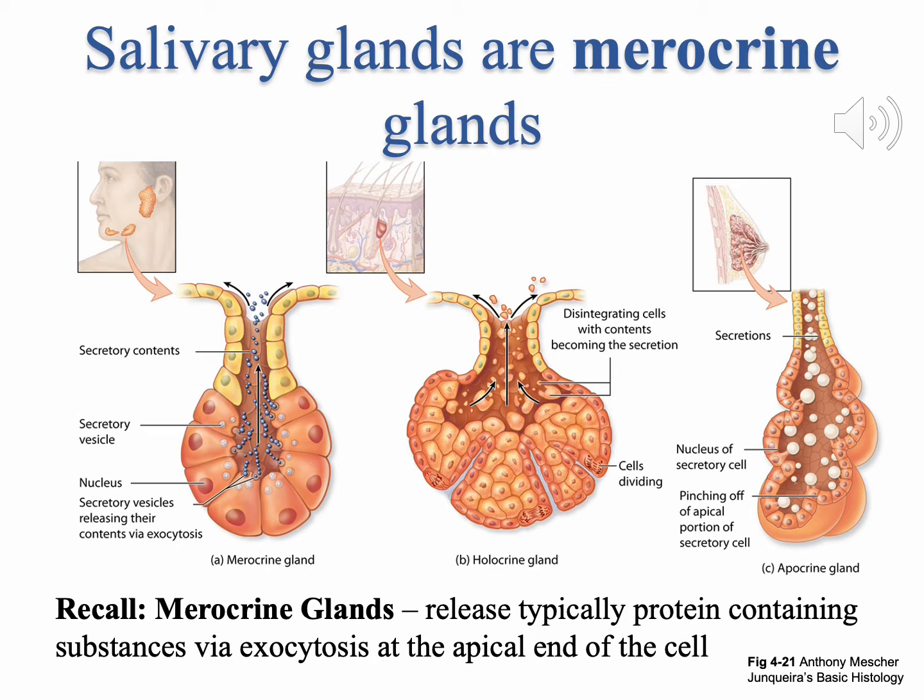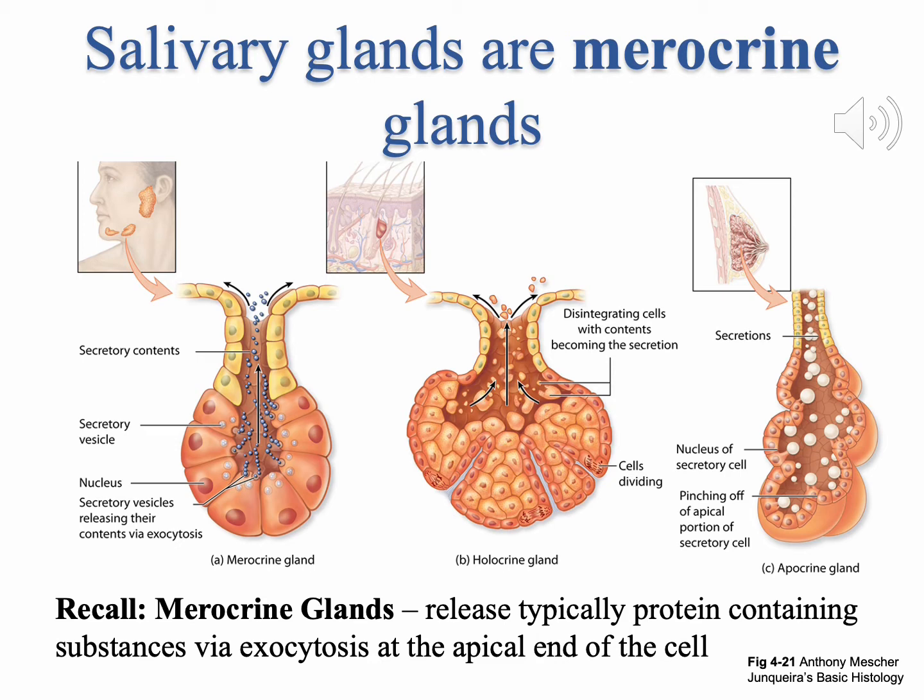And the other two mechanisms include holocrine glands. So this is when cells will accumulate their material and begin to enlarge, and then the cell will begin to be disrupted and disintegrate, releasing its contents into the gland lumen. This is seen in sebaceous glands. So recall, sebaceous glands are associated most typically with hair follicles in the skin.